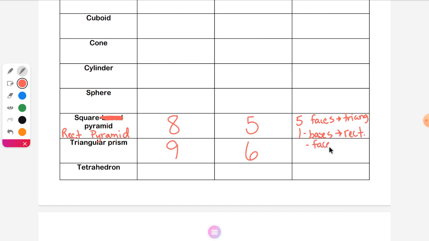Faces and bases. How many faces does it have? Parker? 5. Good job. Bases. How many of those faces are bases? Logan? We're looking at the light blue shape. We can only see 1, but is there another one?